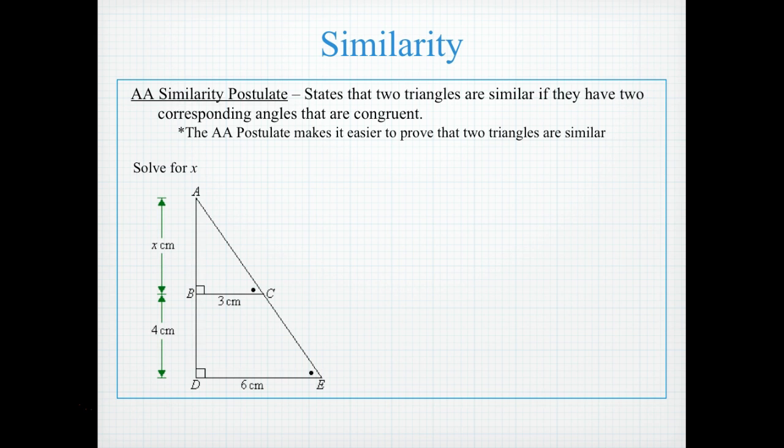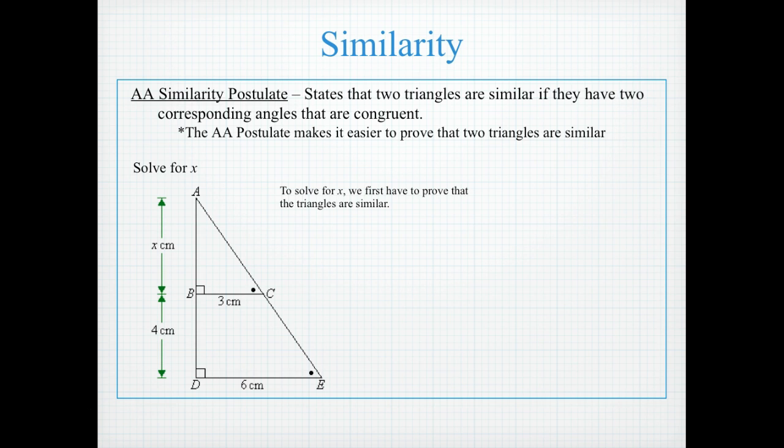In the following diagram, we're going to be asked to solve for x. So I see that side AB is x, segment BD is 4, segment BC is 3, and segment DE is 6. We're also given that angle ABC is a right angle, and angle ADE is a right angle.